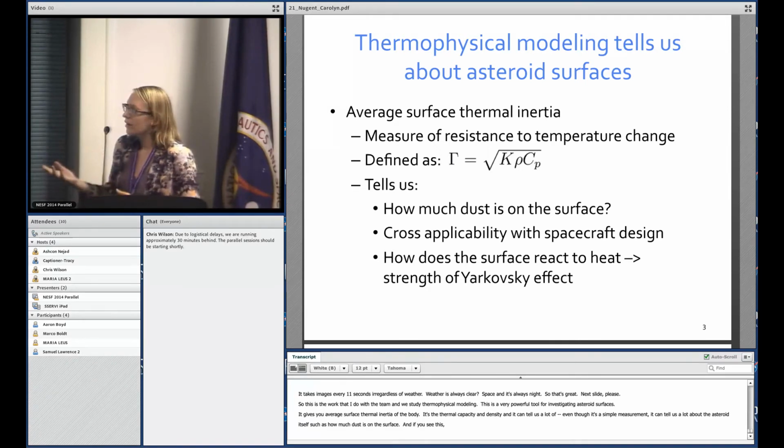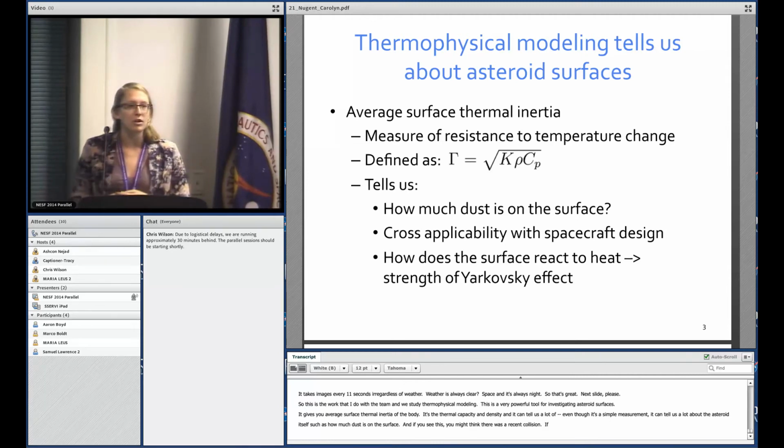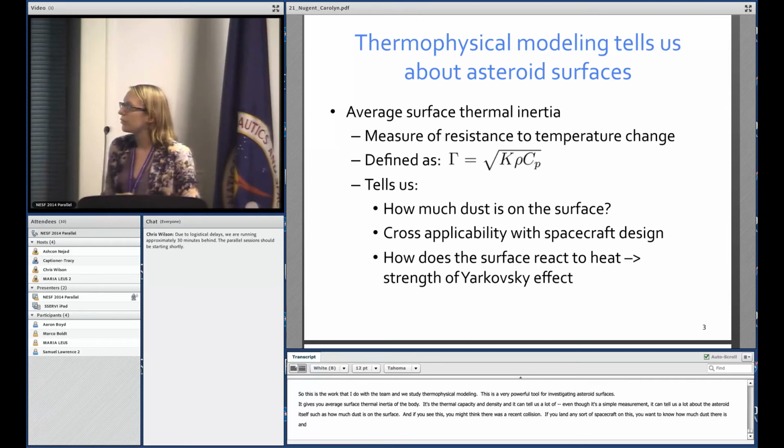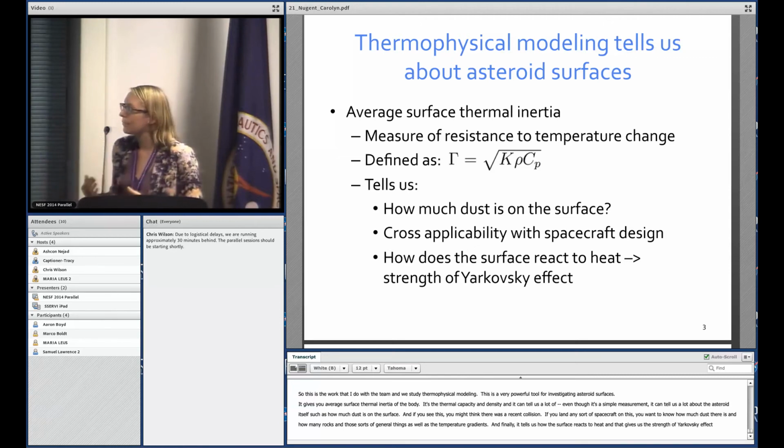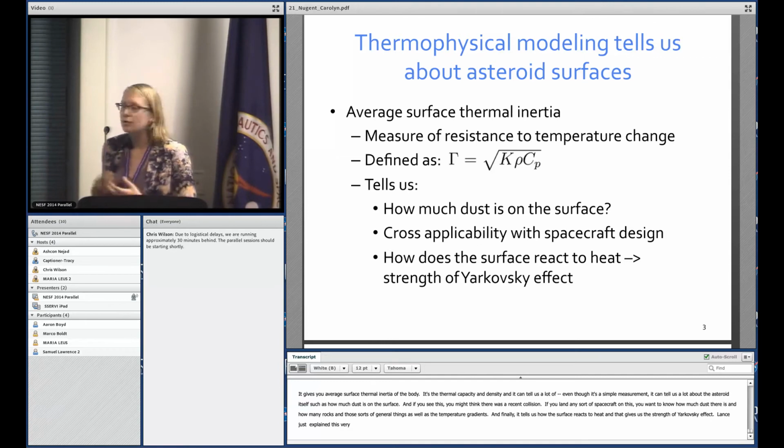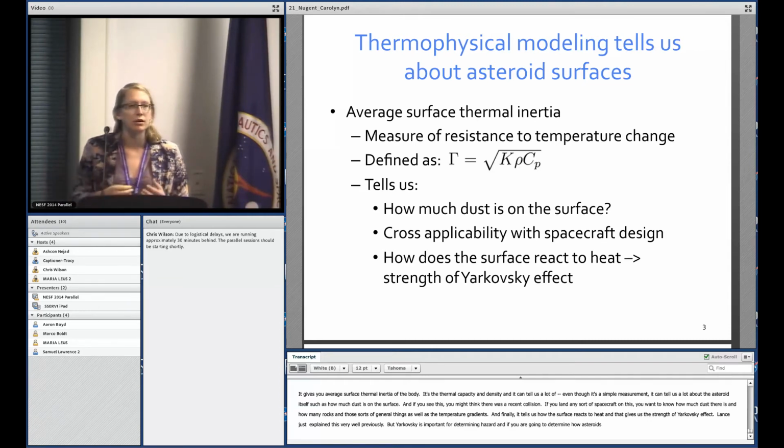There's obvious cross-applicability with spacecraft design. If you're going to land any sort of spacecraft on these objects, you want to know how much dust there is, how many rocks there are, and those sorts of general things, as well as the temperature gradients. And finally, it tells us how the surface reacts to heat, and that gives us the strength of the Yarkovsky effect. Lance just explained this very well previously, so I'm not going to go into it in depth. But the Yarkovsky effect is a very important force for both determining hazard and if you're going to determine how asteroids get from the main belt to near Earth space.